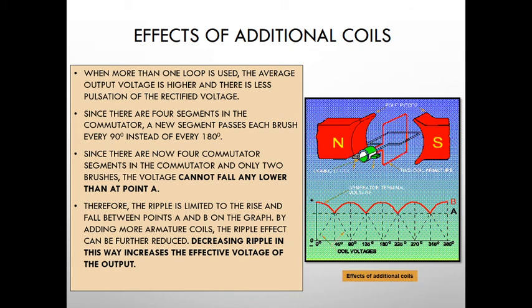So decreasing ripple in this way increases the effective voltage of the output, no? So kung mabantayan nimo daghan ka og commutator segments or commutator bar, daghan pod ka og coils, daghan pod ka og loop. So kung daghan ka og loop, aside nga daghang coil, mas gamay imong ripple voltage. So mo-increase pod ang effective voltage sa output.